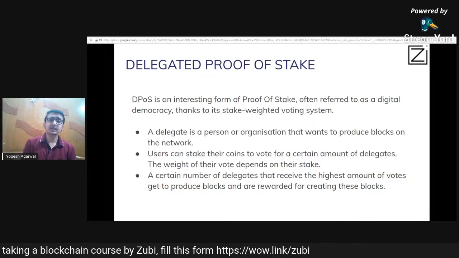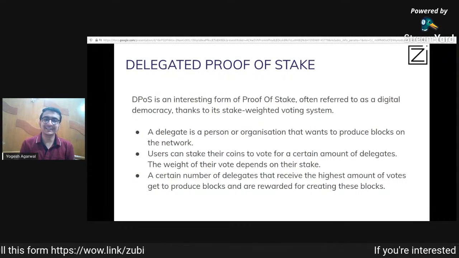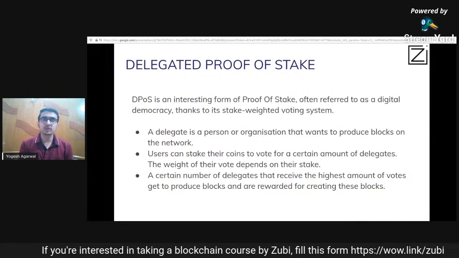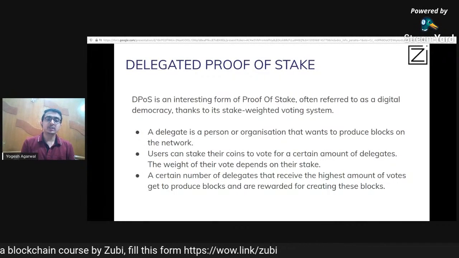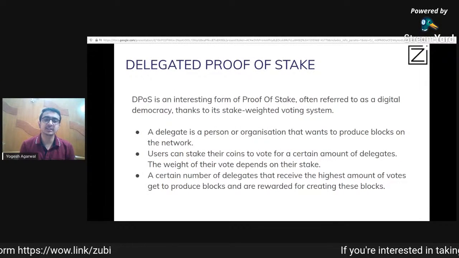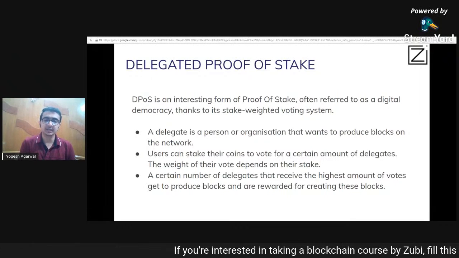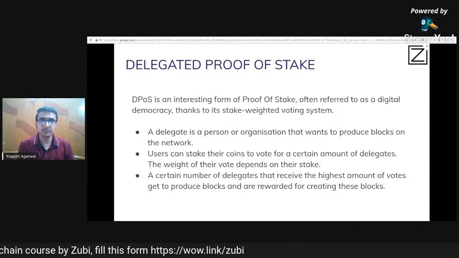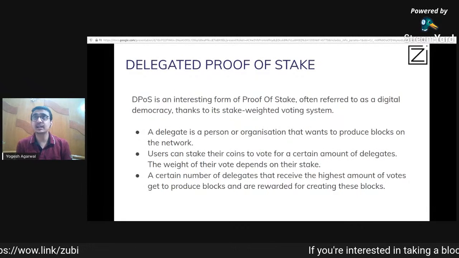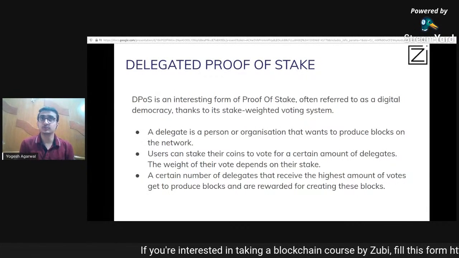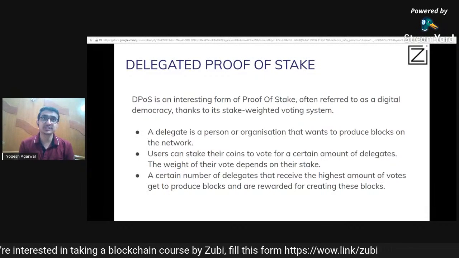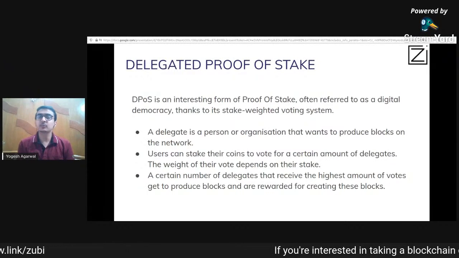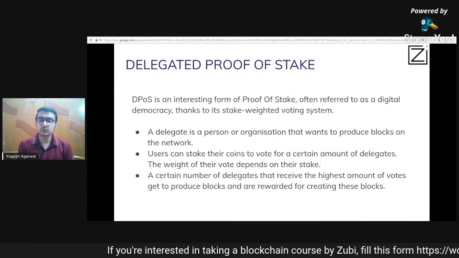In delegated proof of stake, there are nodes called delegates. Delegates are the people who will actually produce the blocks and add them to the blockchain. They are chosen by all the nodes in the network voting for specific delegates and putting in some stake. Let's say I put 10 BTC and say my vote goes to Rohit, and someone else stakes 5 BTC and their vote goes to Rahul. My vote, which had 10 BTC, has more weight than the other one with 5 BTC. So the weight of the vote depends on the stake.